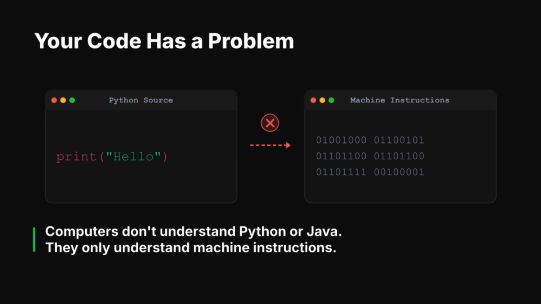Now look at the right side. This is what the CPU actually understands. Machine instructions, just long sequences of zeros and ones. So here's the problem. Your Python code cannot go straight into the CPU because the CPU has absolutely no idea what print hello means. Something has to translate it into a language that the computer understands. And that's exactly where the next step comes in.